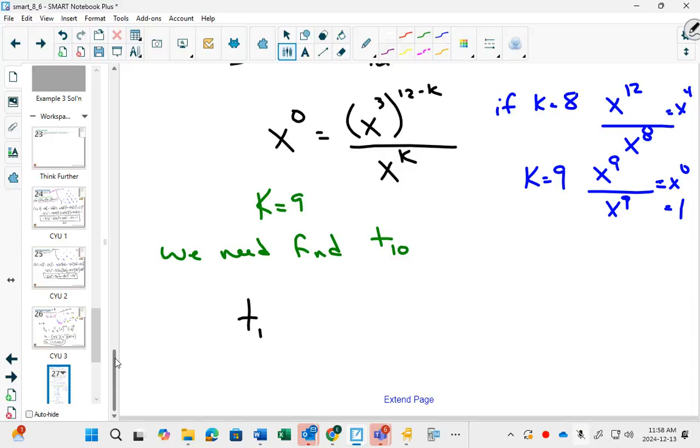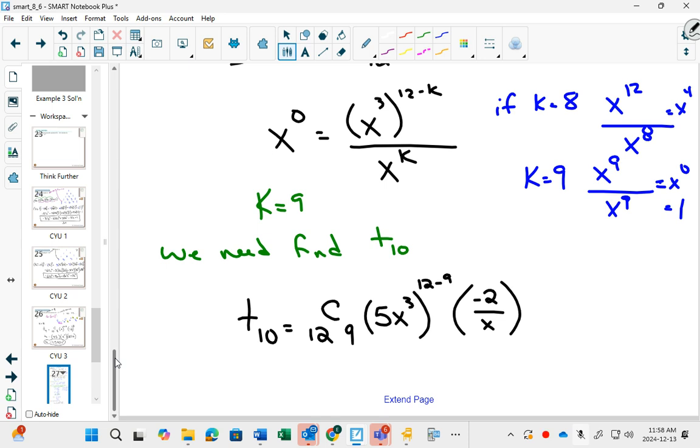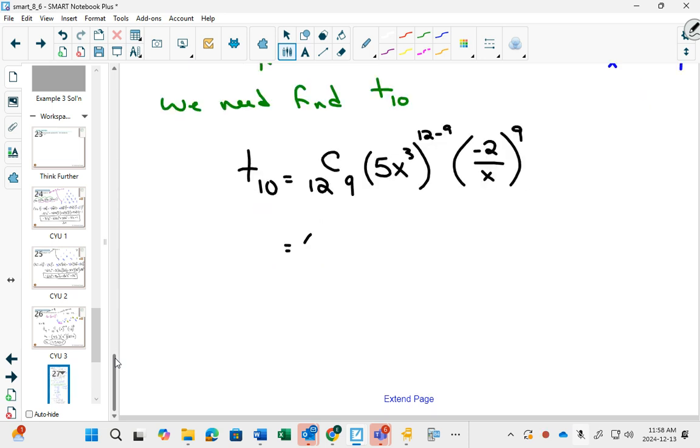So now we can go. Term 10 is going to equal, n was 12, choose k is 9. A is 5x cubed to the 12 minus 9. B was negative 2 over x to the 9. Again, take your time. Figure out all 3 of these. Simplify all 3 separately first.